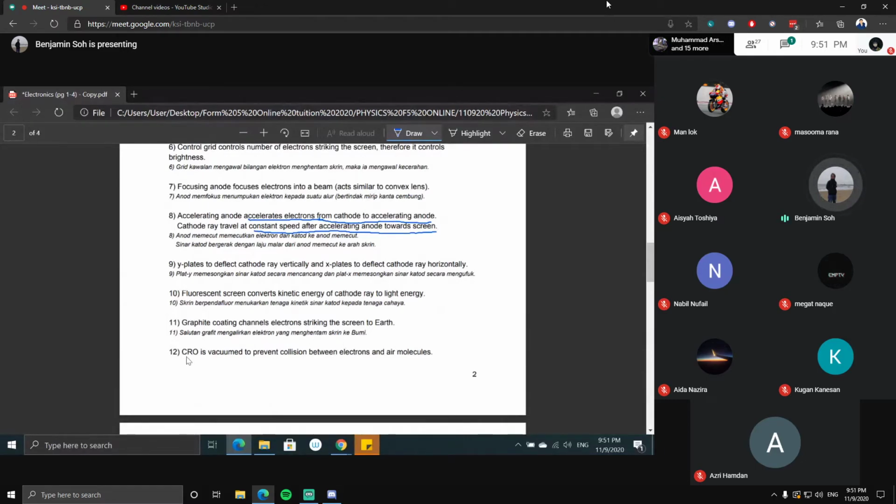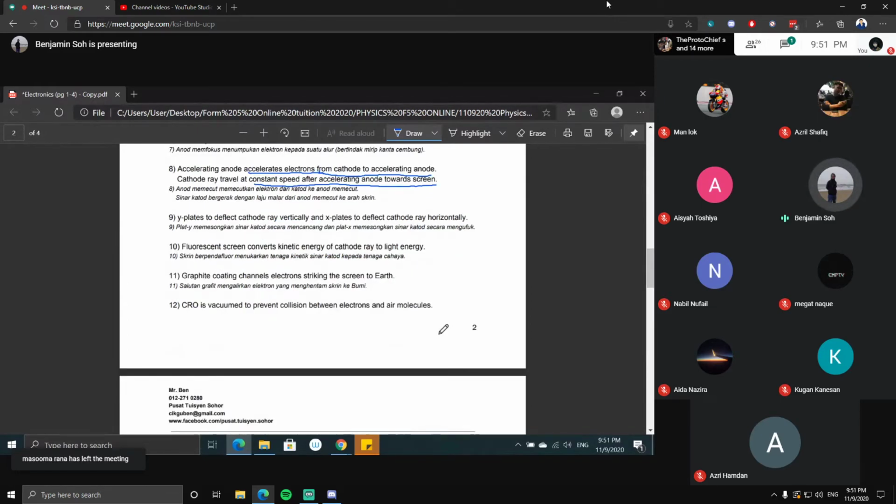And then CRO is vacuum, meaning inside there is no air. It's totally vacuum. Why? To prevent collision between electrons and the air molecules. The electrons are supposed to move, they shouldn't move and then collide with air molecules. Later, the result becomes wrong, right? Okay, so those are all about the CRO.